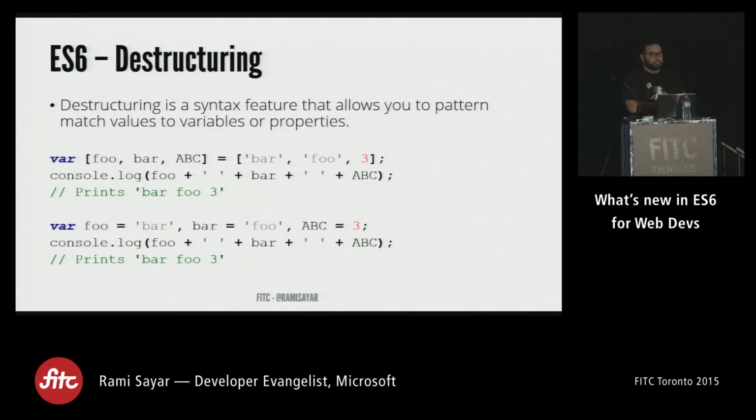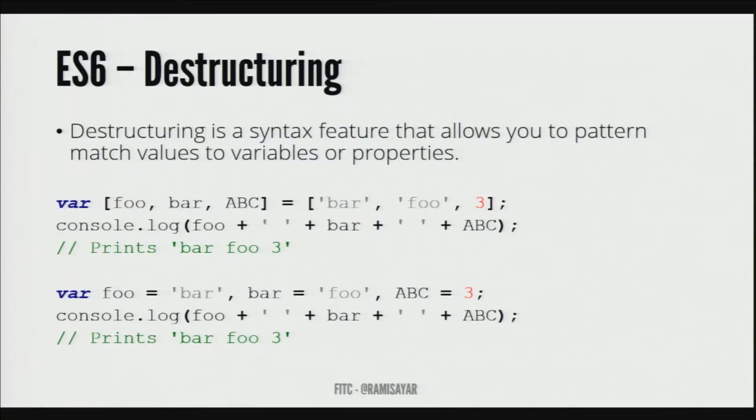Essentially what destructuring means is that it's a syntax feature that allows you to pattern match values to variables or properties. So I have two examples on the screen right now. I have var and then this array, and I'm setting it equal to another array. With destructuring, it's going to set every single individual variable in my array to the value that I'm setting it to on the other side. So I'm destructuring both of these arrays, assigning the values and pattern matching the two together.